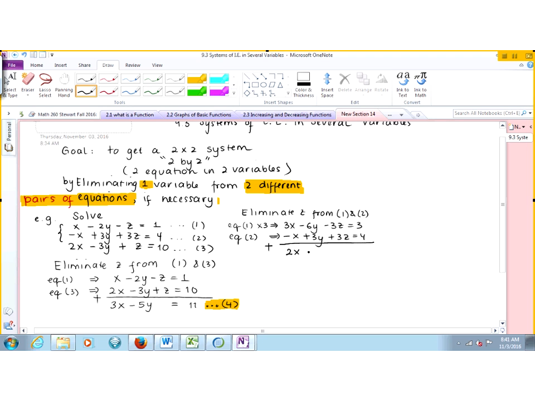Alright, so what is this? 2x minus 3y equals 7. And this is equation 5. So we're labeling our equations. Do I have a 2 by 2 now?